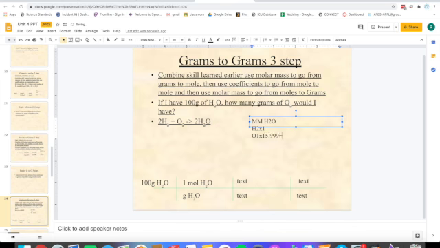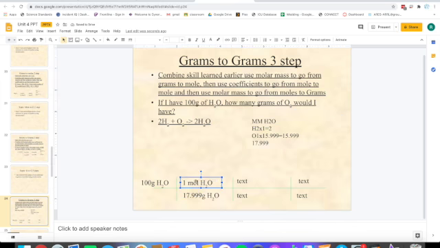I get this by looking at the periodic table. Hopefully by now you guys are fine looking at that on your own. The periodic table, it's always the bigger number. Okay, so 2 times 1 is 2. 1 times 15.999 is 15.999. We'll add those two numbers up, so that will be 17.999. 2 plus 15.999. So that's the number that goes with grams. So here we have mole of H2O. Whatever's diagonal is always going to be the same unit. So that's going to be mole of H2O.